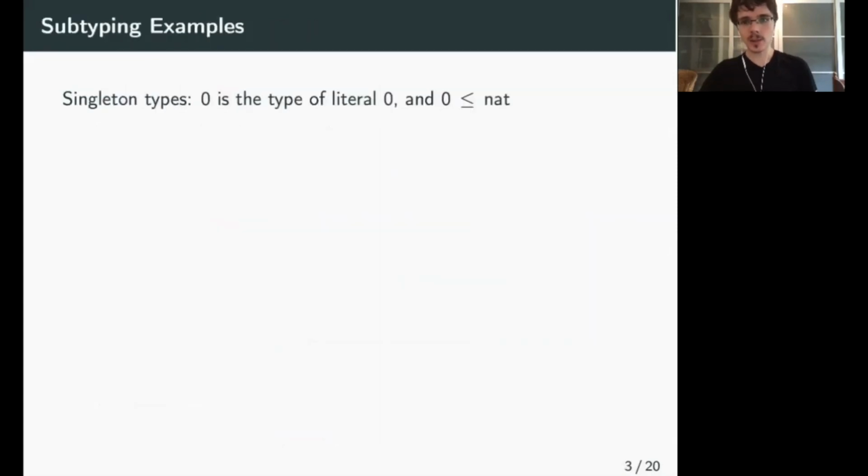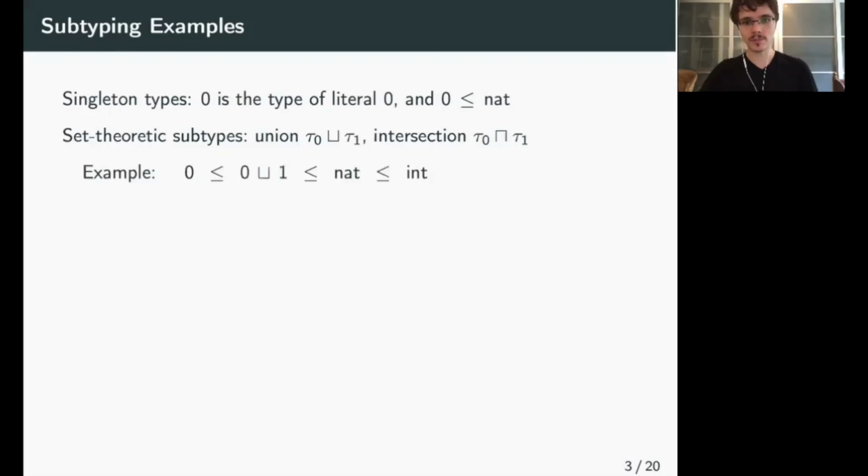Singleton types are types which represent single values. For instance, the type written 0 is the singleton type of the value 0. Union types are used to type expressions which can be of either one of two given types, and intersection types are used to type expressions which are of both given types. As an example subtyping relationship between these, the type 0 is a subtype of the union of 0 and 1, which is itself a subtype of nat.